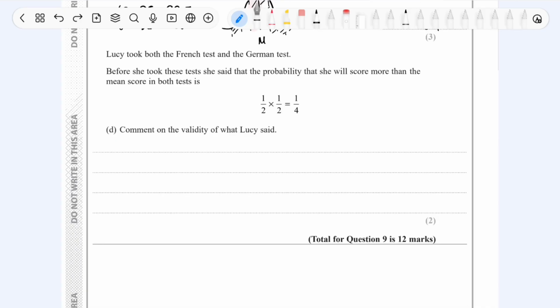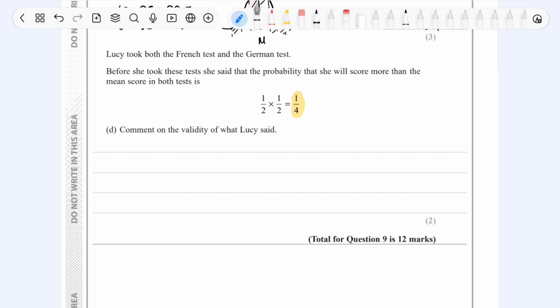If you think back to question 1 before, we checked independent events. Independent events means that the probability of doing one thing or one event is independent, i.e. it's not affected by doing something else. Now here she's assuming that because 1/2 multiplied by 1/2 gives us our quarter, this assumes that it's independent. Now, is it likely to be independent? Well, just think about it for a minute.